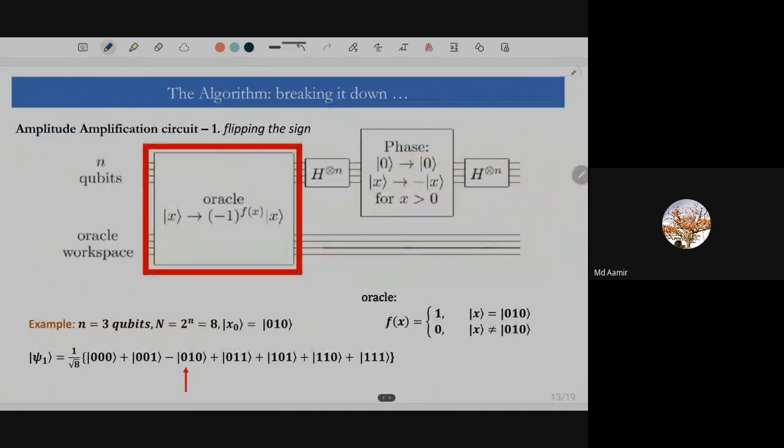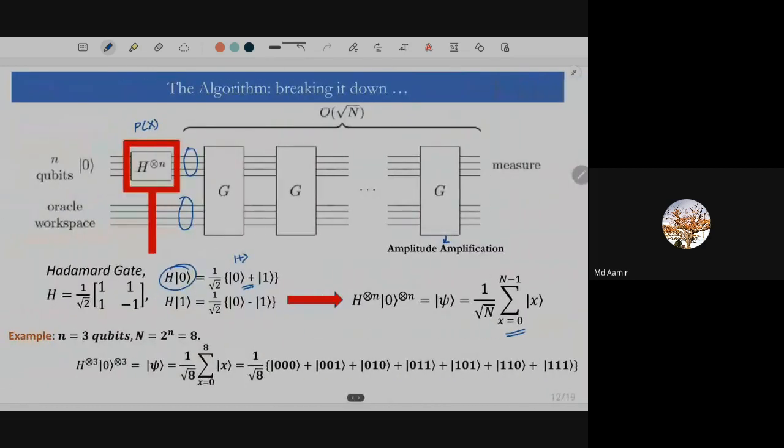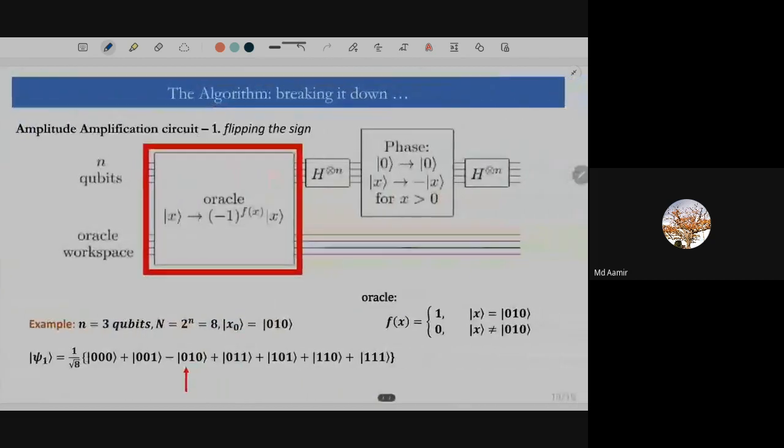Now we will go to the first part of the amplitude amplification circuit. We are breaking down this G, so now we are inside this G. Inside this G, we have this flipping of the sign first. We have the data qubits here, n data qubits. We have the oracle workspace, which is nothing but the ancilla.